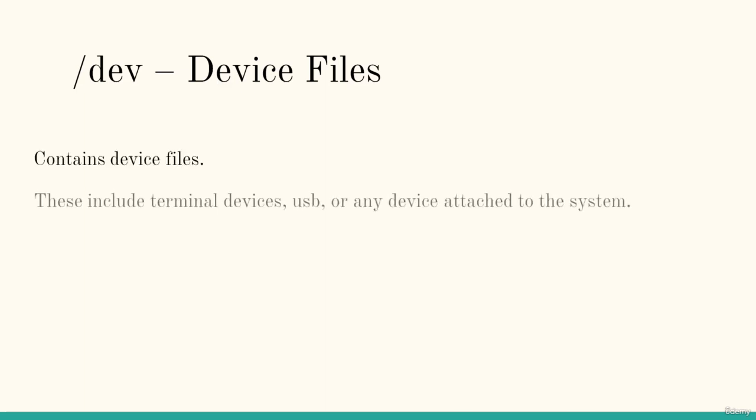Now let's start with the dev, the device files. This contains device files. These include terminal devices, USB, or any device attached to the system. For example, /dev/tty1, which is the teletype 1. Don't worry, we will talk about this later on in this course. And /dev/usbmon0. These are examples.